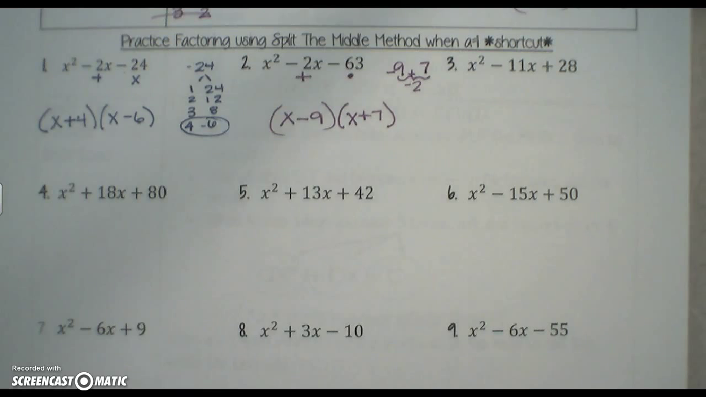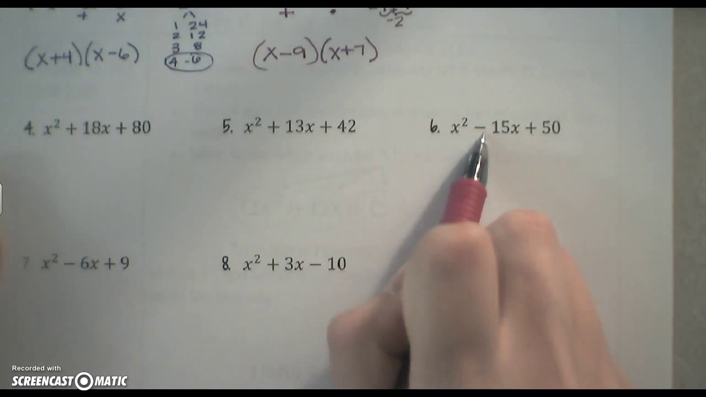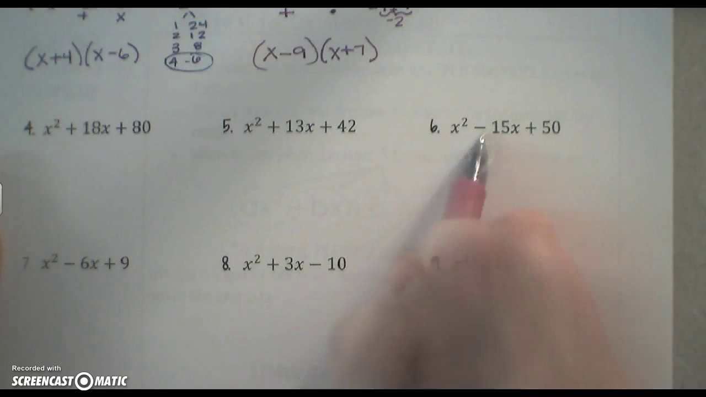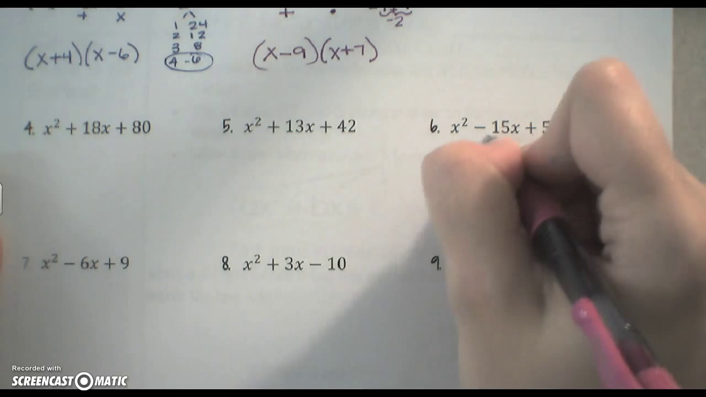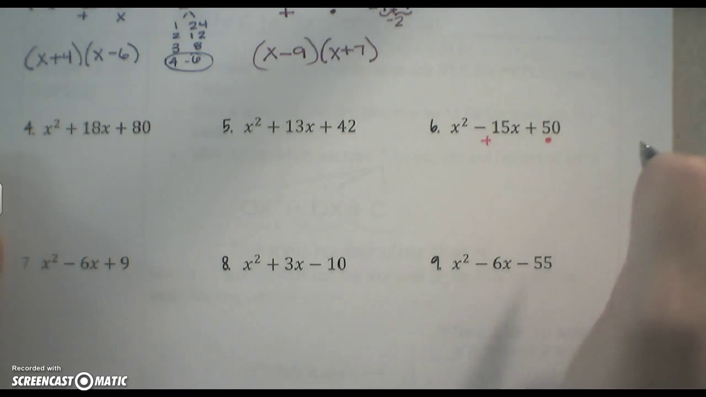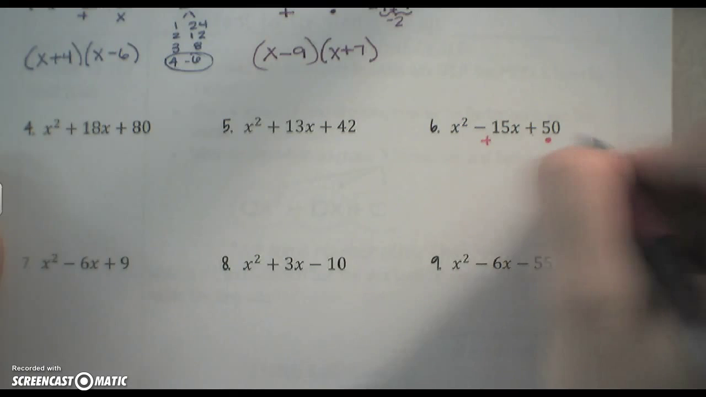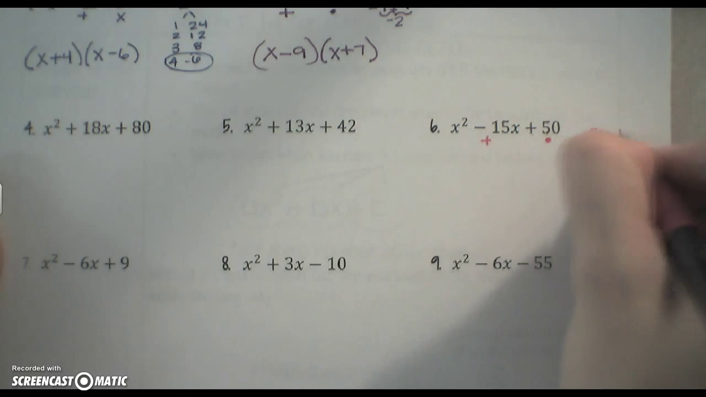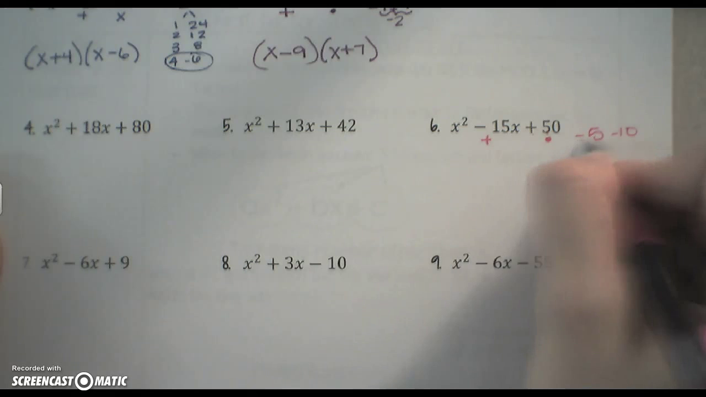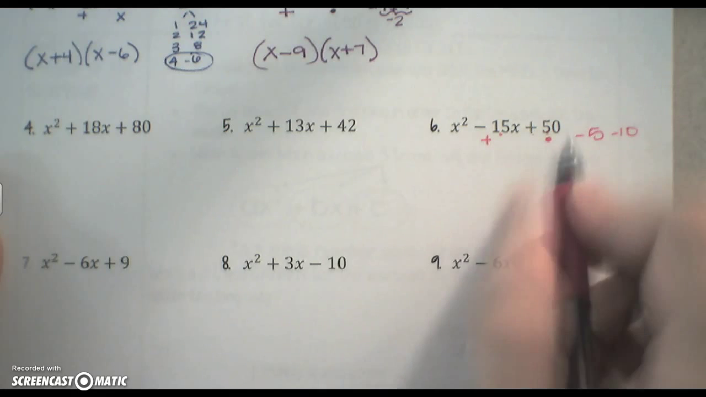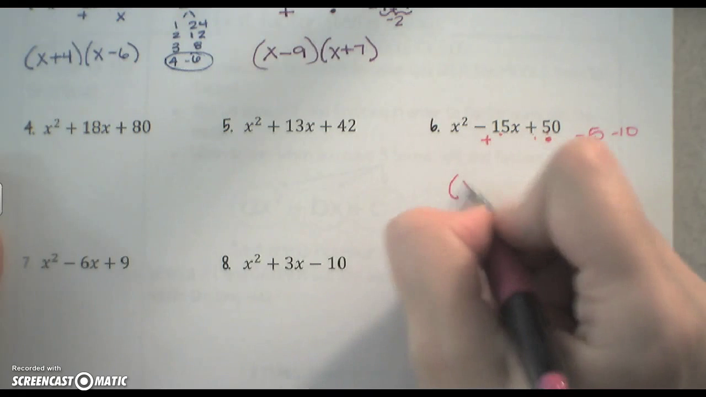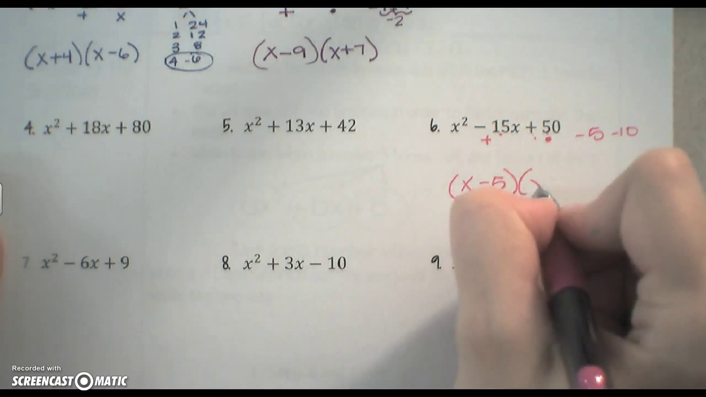All right, let's do one where we've got a positive, but we've got a negative here. Well, we know it has to multiply to get positive, but add to get negative. So that's going to be 2 negatives that multiply to get a positive, but add to get a negative. So they're both negative. 5 and 10. And make them both negative? Yeah, there it is. This adds to get negative 15, but multiplies to get positive 50. So x minus 5 and x minus 10.